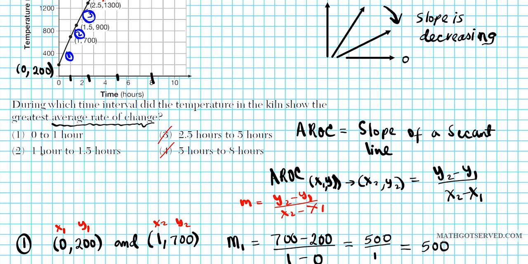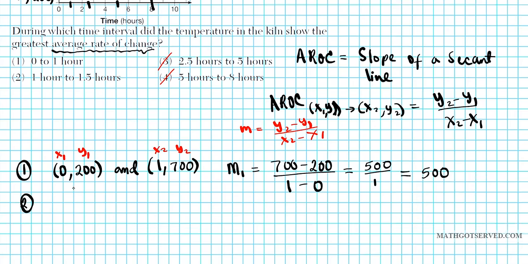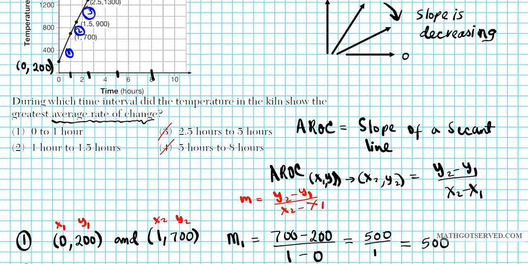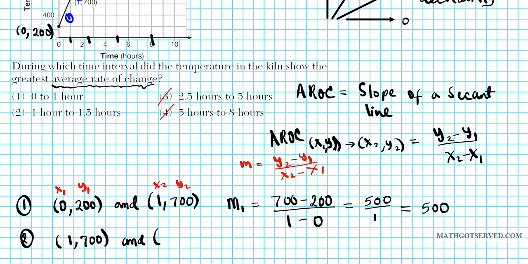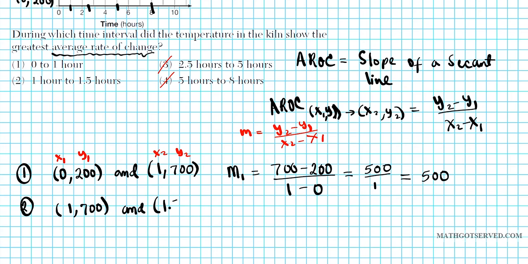Okay? Now let's take a look at the next one, interval 2. Interval 2 is from 1 to 1.5. We don't care about interval 3 since it's not an option in the problem. So for interval 2, we're going from where to where? We're going from 1 comma 700 to, let's see, what's the second point? 1.5 comma 900.